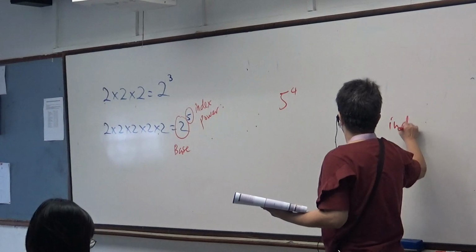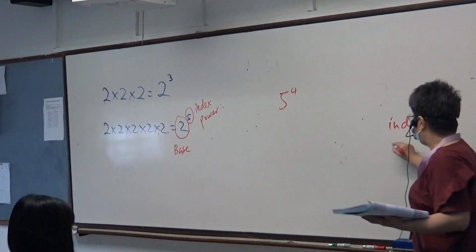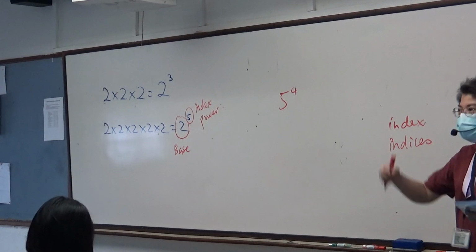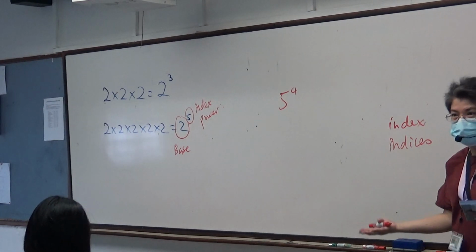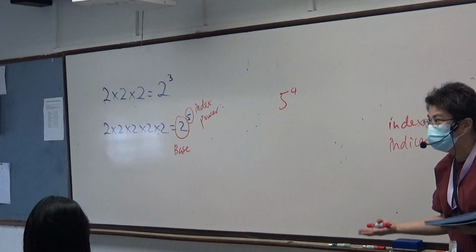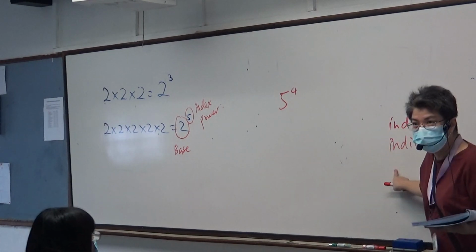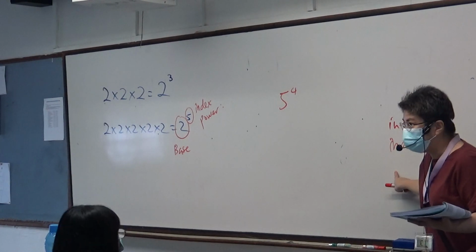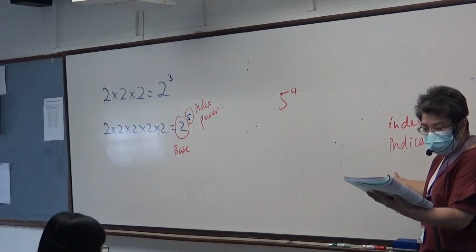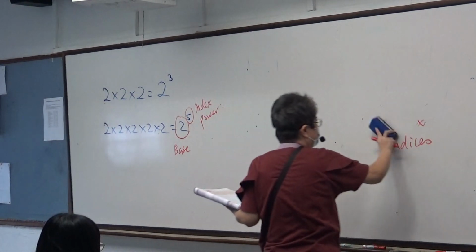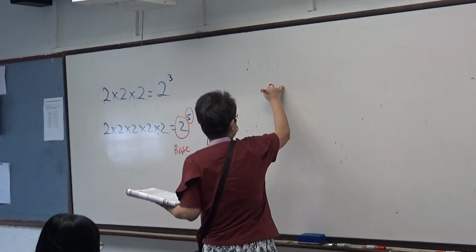Now, index is the singular. The plural is what? Indices. Just like girl is singular, girls is plural. You understand what I'm talking about? So index is singular, indices is plural. They mean the same thing. Alright, now, can you tell me what this index notation is?